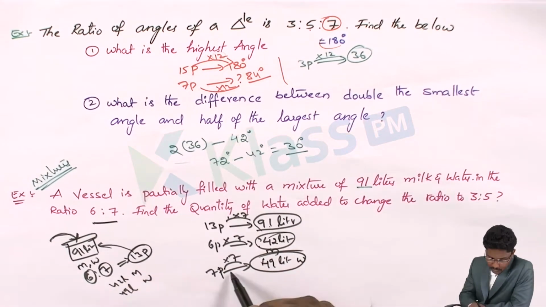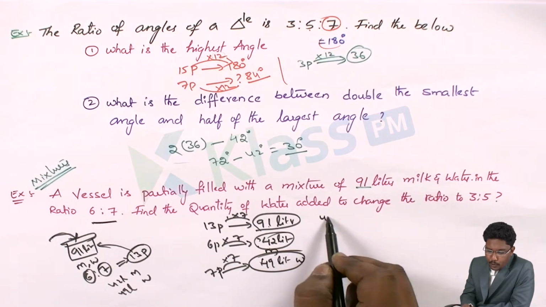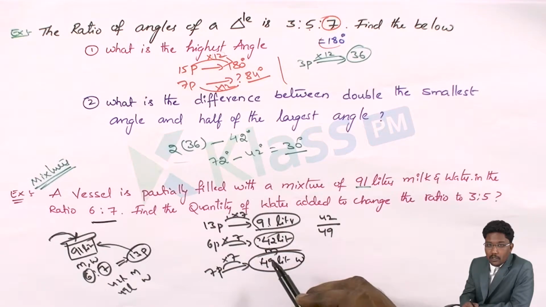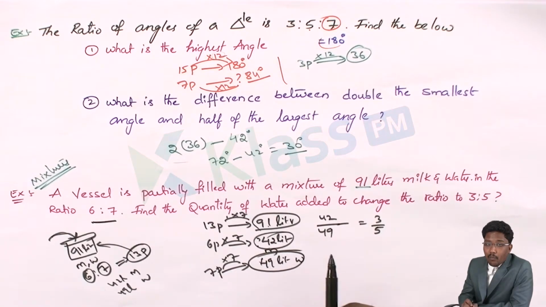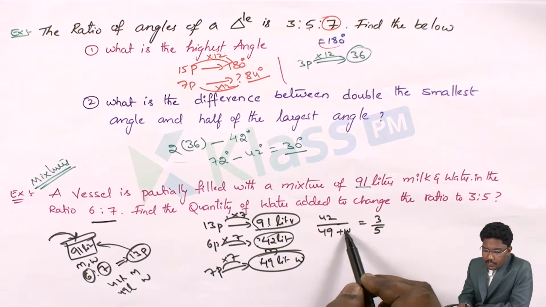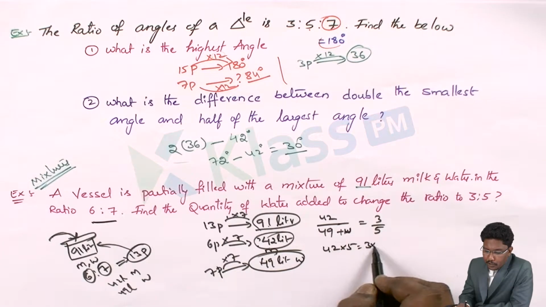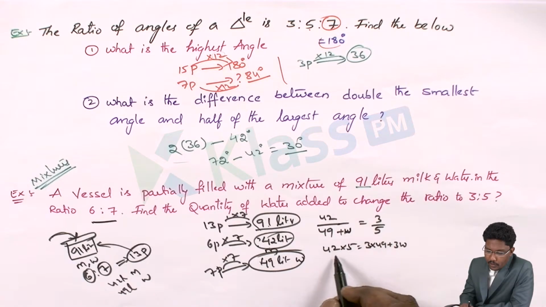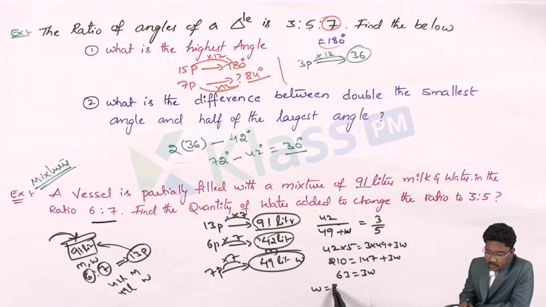Let us see: how much water am I adding? Because the ratio is given, 42 liters of milk and 49 liters of water, the ratio is changing to 3:5. I am adding water to the water quantity only, and I don't know how much. So 42 times 5 equals 3 times (49 plus water). 42 times 5 is 210, and 3 times 49 is 147, plus 3 times water. The difference is 63, equal to 3 times water. So the water is 21.